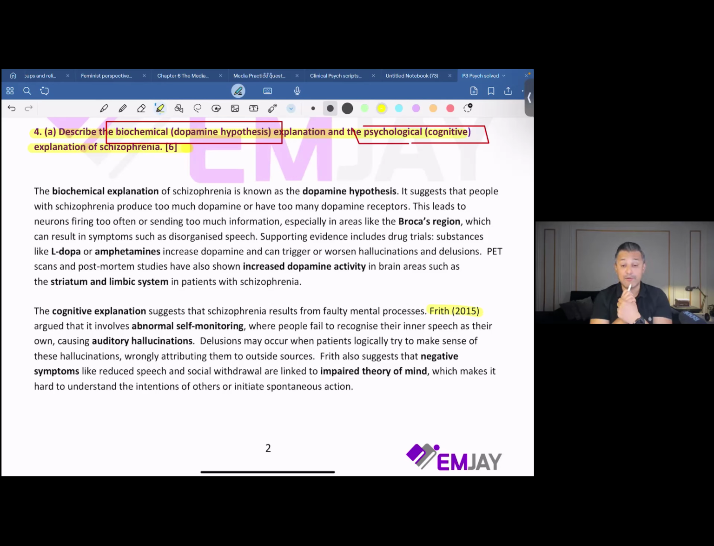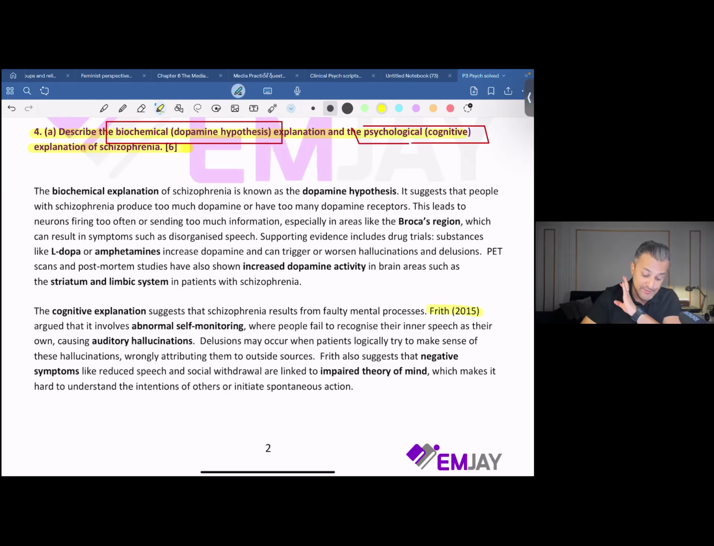Today I was asked a question by a student: should you write about the genetic part? I wouldn't, because the examiner hasn't asked. The examiner has been super clear when saying describe the biochemical explanation. The examiner did not say describe the biological explanation. Read the question, understand what the question says. The examiner couldn't have been any clearer when writing describe the biochemical, dopamine hypothesis explanation. So you exactly know what to do.